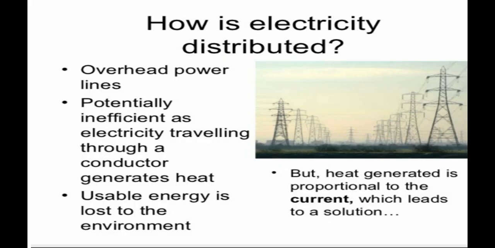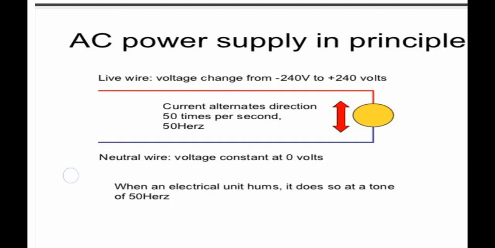How will this electricity be distributed to our house? We will be having overhead power lines. As you can see in the picture, these are the overhead power lines from the power station. This is how the electricity will be coming to our houses. Potentially insufficient, as electricity travels through a conductor, it generates heat. Usable energy is lost to the environment, but the heat generated is proportional to the current, which leads to our solutions.